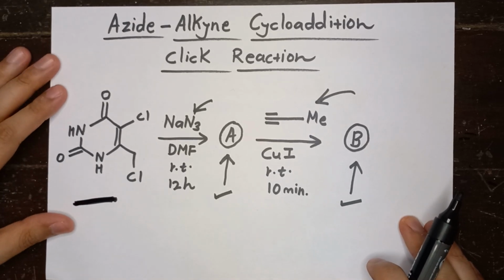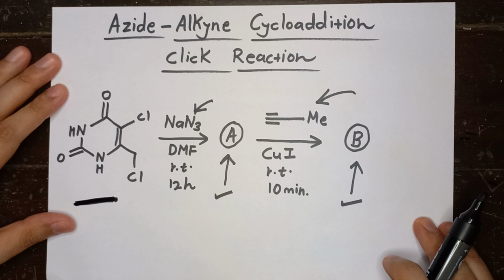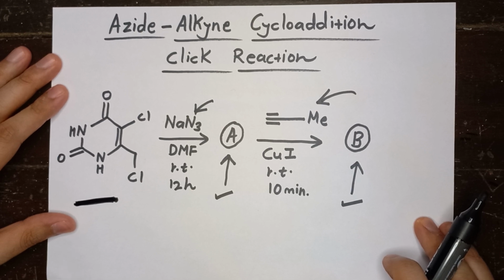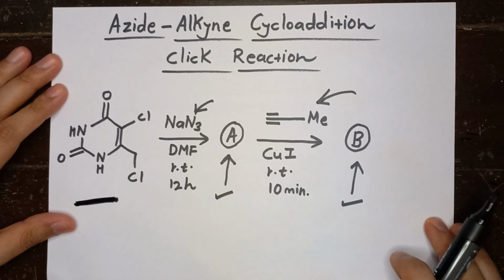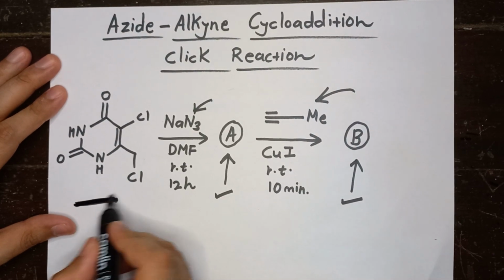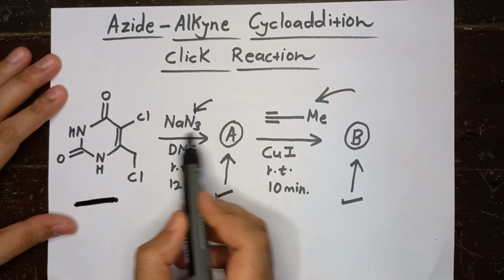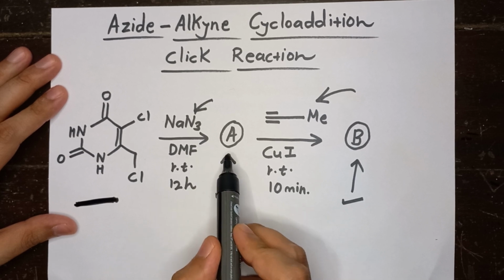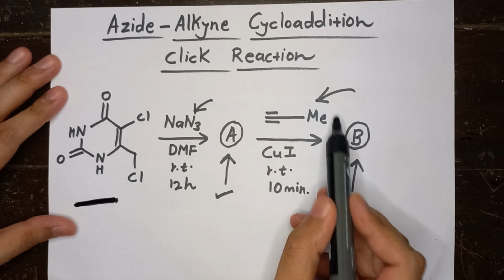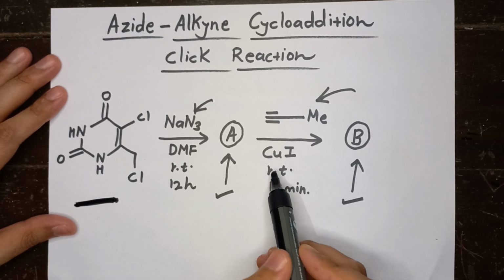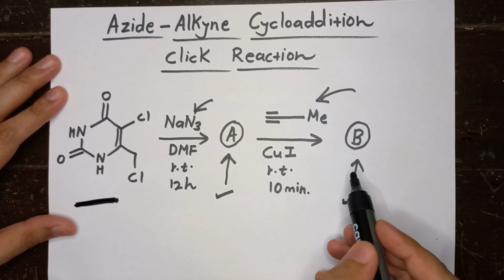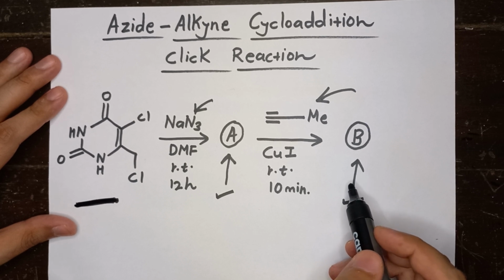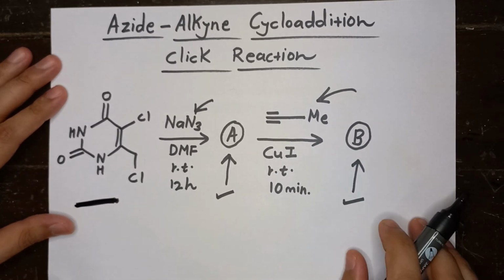Okay, so this was the question I have given in my previous video where I talked about click reaction in detail. So the question was, this is my starting material and I'm reacting it with sodium azide in presence of DMF as a solvent, and we are getting molecule A. Now this molecule A further reacts with this alkyne in presence of copper iodide at room temperature for 10 minutes and we are getting molecule B. So I wanted you to find out the structure of A and B. So let's go ahead and draw the mechanism for each step and find out the product.